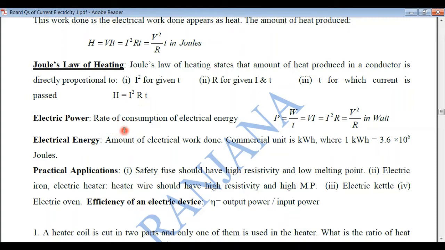Next is electrical power. The rate of consumption of electrical energy, that is the electrical work done or the electrical energy per unit time. So the electrical power will be the electrical work done per unit time, which is equal to V into I, or it is equal to I square into R, or it is equal to V square upon R in watt. So these are the various expressions for the electrical power. Whereas the electrical energy is the amount of electrical work done. And the commercial unit of electrical energy is kilowatt hour, where 1 kilowatt hour is equal to 3.6 into 10 raised to the power 6 joules.